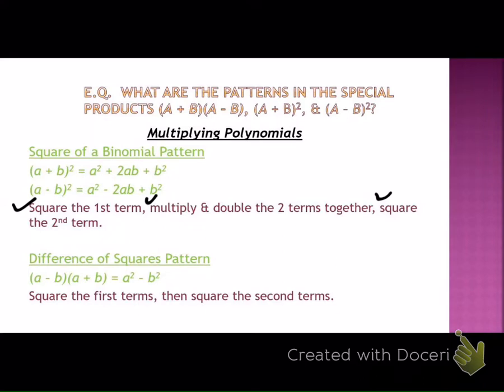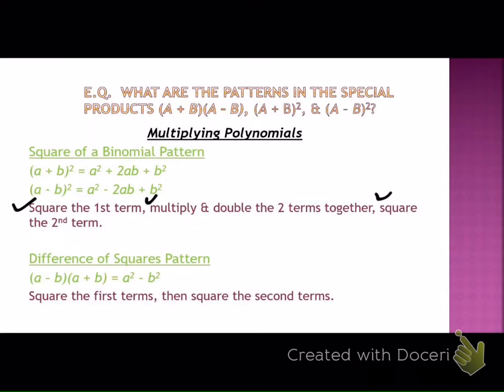The first sign, though, is going to depend on the original problem. Now, let's talk about these steps. First of all, we're supposed to square the first term. Nobody has problems with that, okay? Nobody even has problems understanding they're going to square the second term.